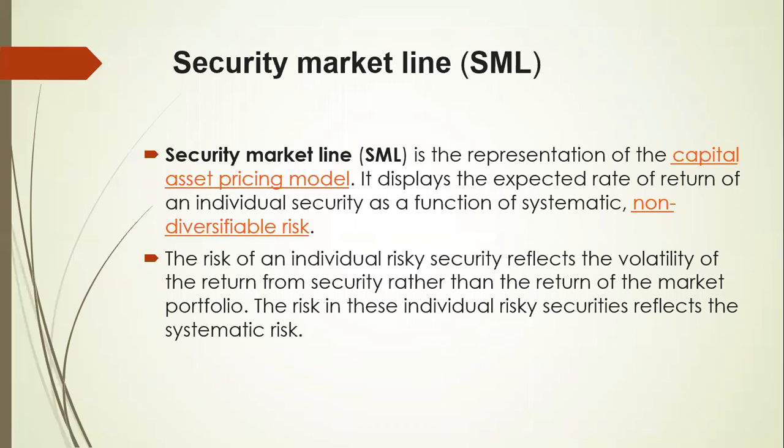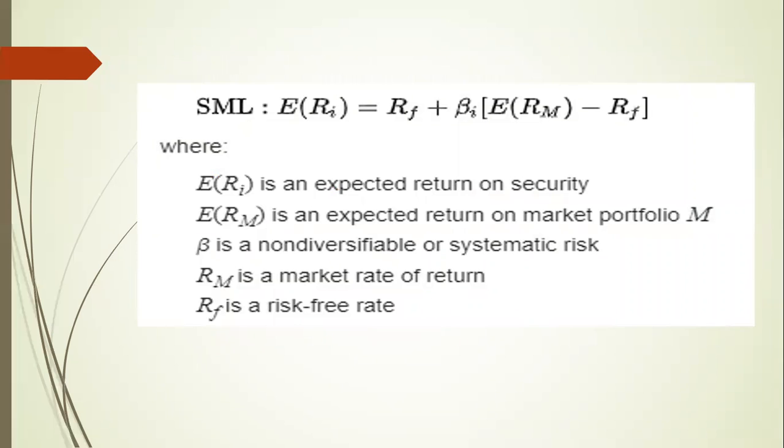Now coming to the next, the security market line. So what is the security market line? It is the representation of the capital asset pricing model. It displays the expected rate of return of an individual security as a function of systematic and non-diversifiable risk. The risk of an individual risky security reflects the volatility of the return from the security rather than the return of the market portfolio. So the risk in an individual risky security reflects the systematic risk. Now the formula to calculate the SML, that is the security market line, is RF plus beta into RM minus RF. That has already been seen in the CAPM formula.